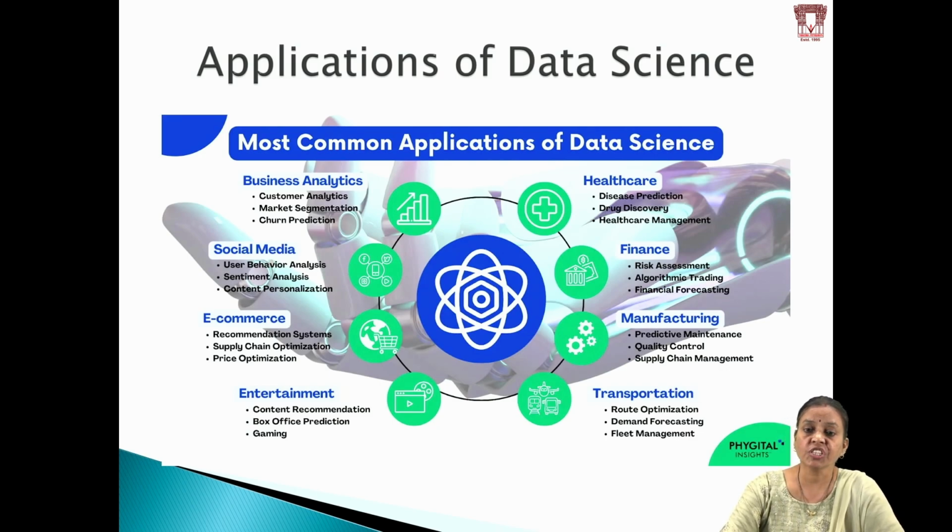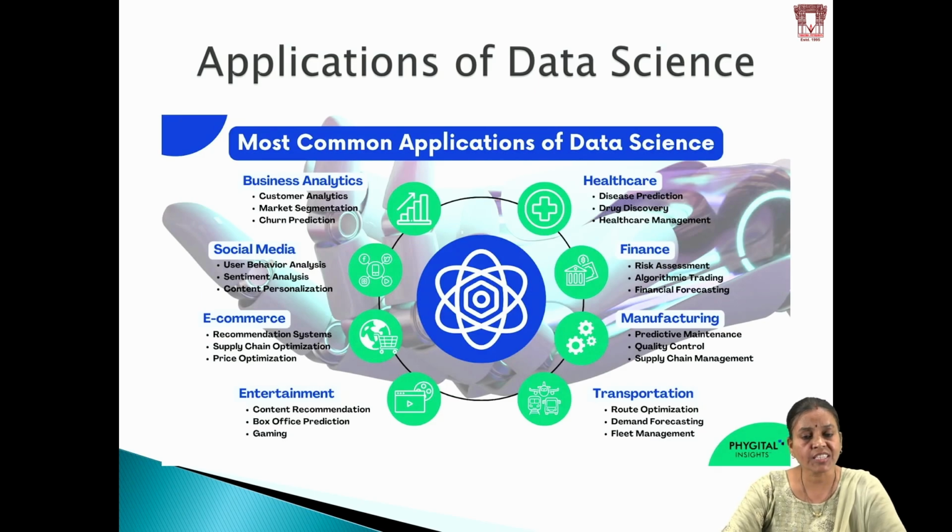The next application is manufacturing. In manufacturing, data science is used for predictive maintenance, quality control, and supply chain management. Next, the application is transportation. In transportation, the main roles are route optimization, demand forecasting, and fleet management. These are all the very important roles that are played by data science in the field of transportation.